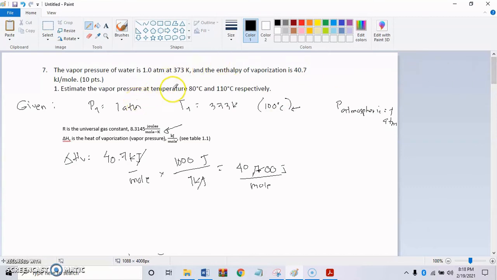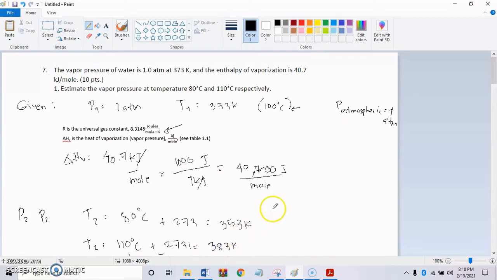Next is the 80 degrees Celsius and the 110 degrees Celsius condition. This means that in condition 2, we are also looking for two values, because two are given: 80 degrees Celsius and 110 degrees Celsius respectively. So T2, 80 degrees Celsius, convert that into Kelvin, add 273, equals 353 Kelvin. And another condition is at 110 degrees Celsius, you add 273 to convert that into Kelvin, and that is equivalent to 383 Kelvin.